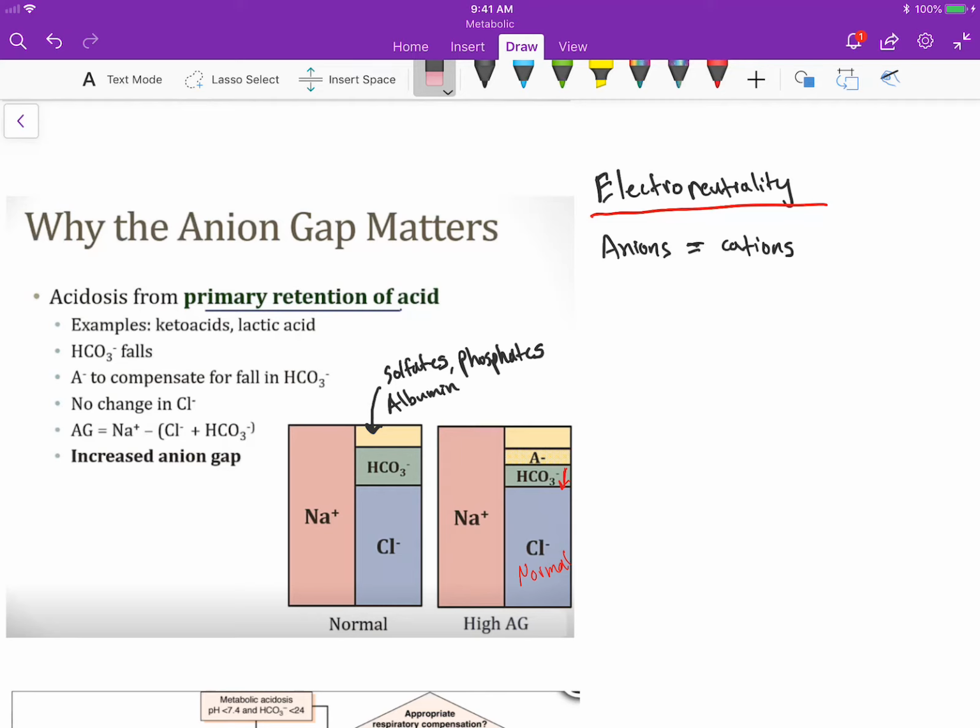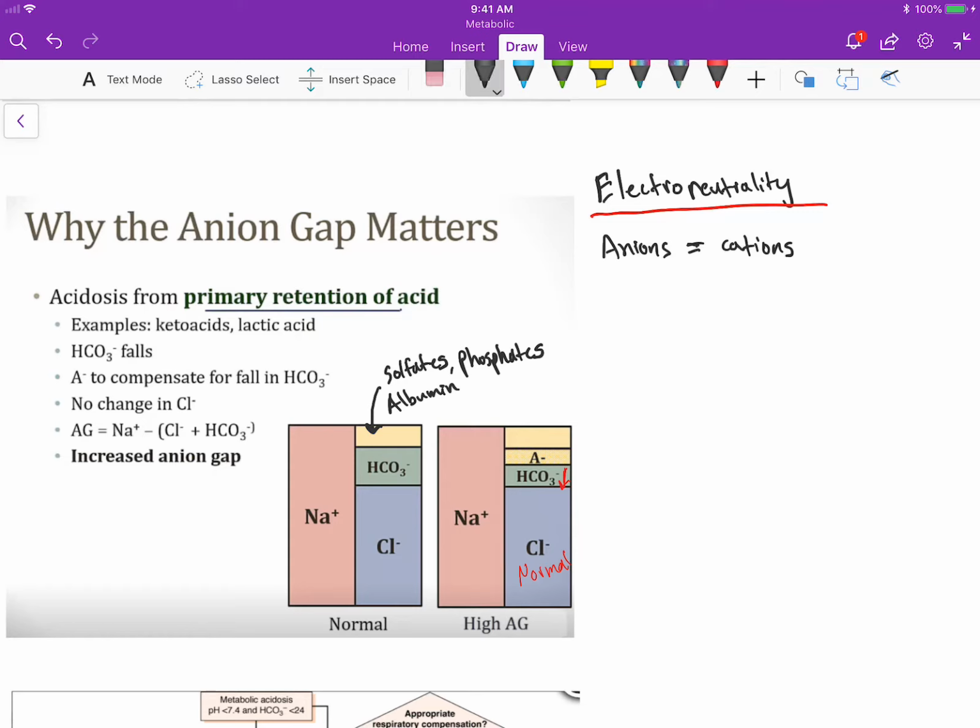Today we're going to be talking about acidosis as well as electroneutrality. Anytime you're approaching an acid-base problem or an acidosis, you must understand the concept of electroneutrality, which states that all the anions of the body have to equal the cations in the body.